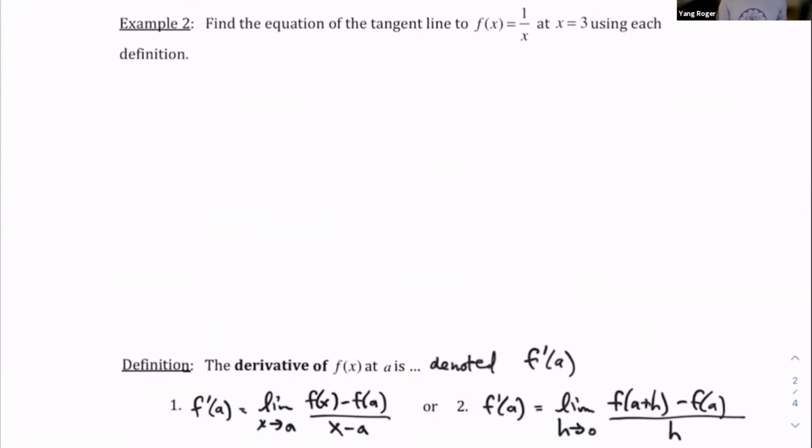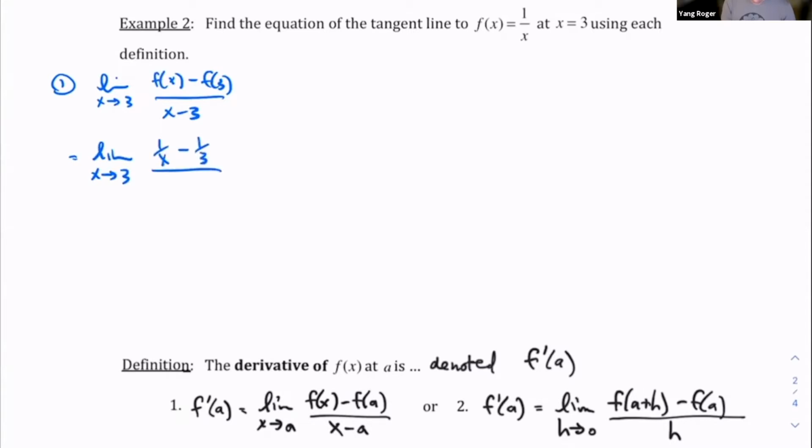So let's do this. Let's calculate this limit. For the first limit definition, we have the limit as x goes to, in this case, 3. And we're basically going to have f of x minus f of 3 divided by x minus 3, right? And let's write out what that limit's going to be. We're going to have 1 over x minus 1 over 3 over x minus 3, like this.